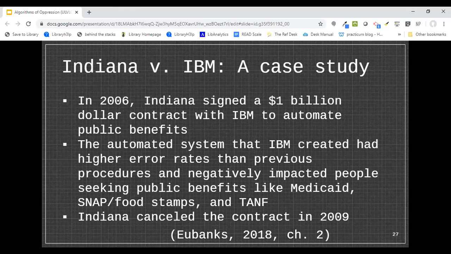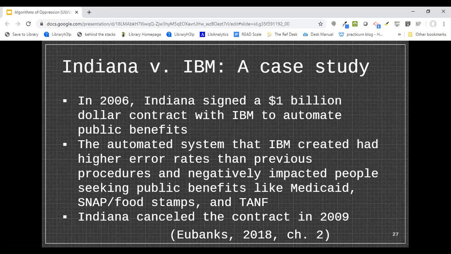But he was kind of riding on this wave of people thinking, oh gosh, people are really taking advantage of our welfare system. So he was able to get enough traction with that to sign what ended up being like a $1.3 or $1.6 billion contract with IBM to automate public benefits. And by public benefits here, primarily talking about Medicaid, SNAP or food stamps, so Supplemental Nutritional Assistance Program, and TANF, Temporary Assistance for Needy Families.